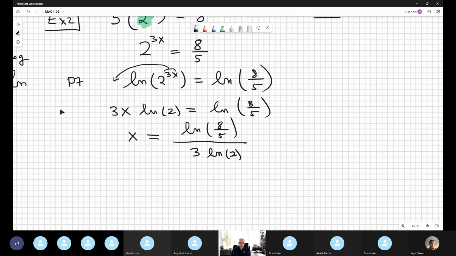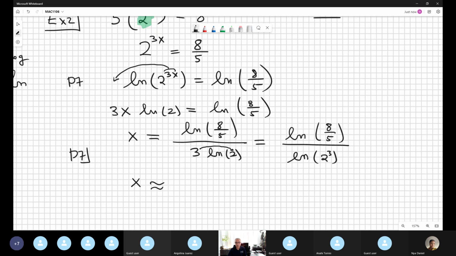One more time, we have the exact solution, but nobody wants this answer. I need to find the approximation, but first I propose one idea. I apply one more time the property 7, but in the opposite direction. This is not strictly necessary, but I like it. For example, this factor, you put it like an exponent one more time. So basically, it's logarithm of 8 over 5 divided by logarithm of 2 to the third power, but 2 to the third power is 8. So logarithm of 8 over 5 divided by logarithm of 8. And unfortunately, we cannot simplify anything.